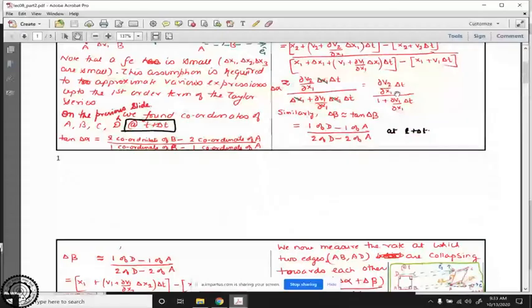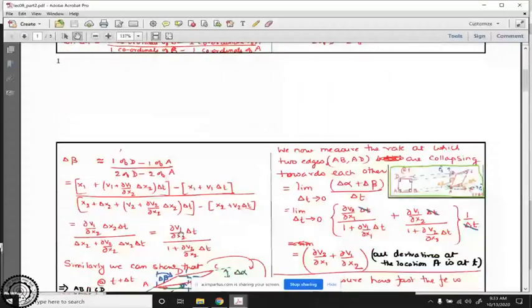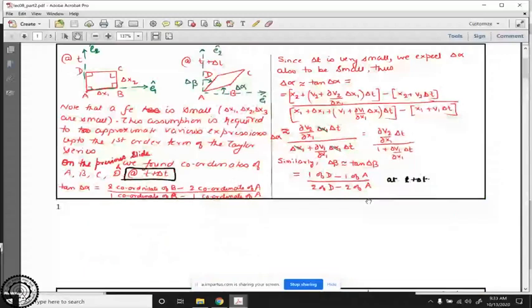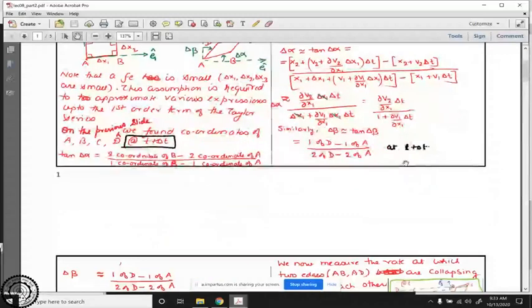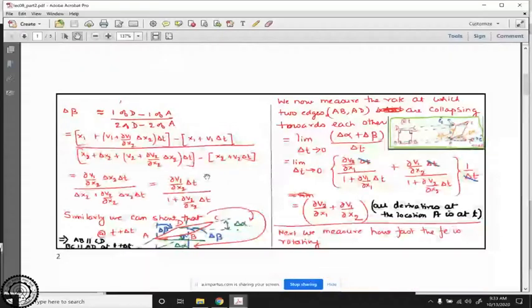Here we had del V2 del X1. Here we have del V1 del X2 in the numerator. Denominator, I had 1 plus del V1 del X1 delta T. Here I have 1 plus del V2 del X2 delta T. Okay, I'll leave it for a few seconds.